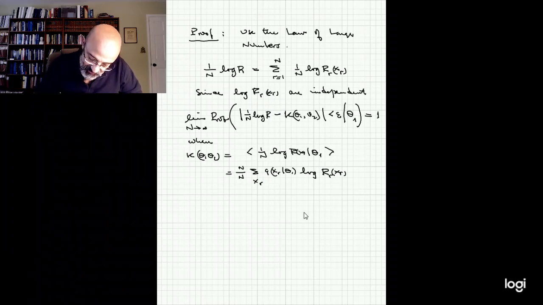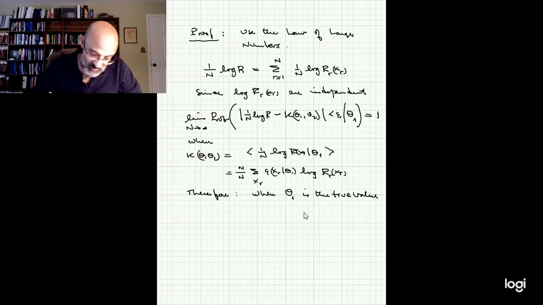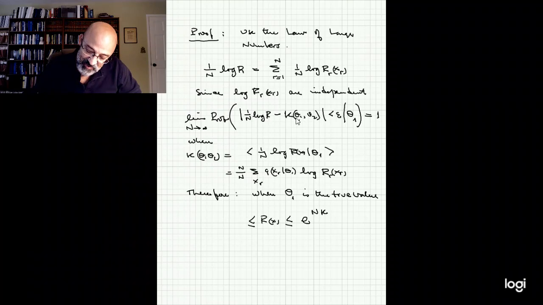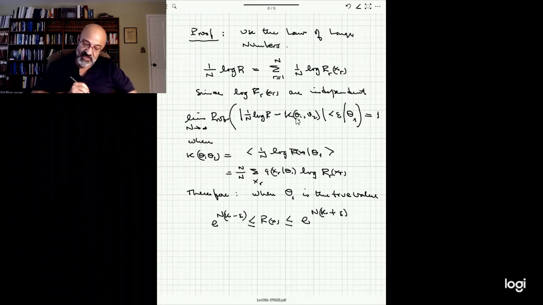And so what this means, therefore, is that assuming theta 1 is the true value, then the quantity R is going to be contained between, well, if this quantity is going to be very close to k, then if 1 over n log R is close to k, then this quantity here is going to be contained between nk plus some epsilon, and here I'm going to have nk minus some epsilon.